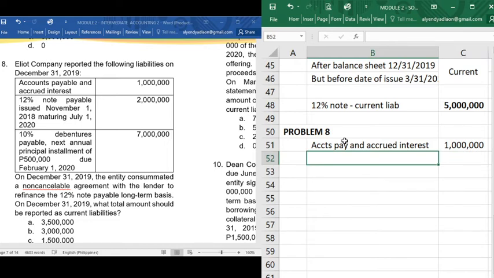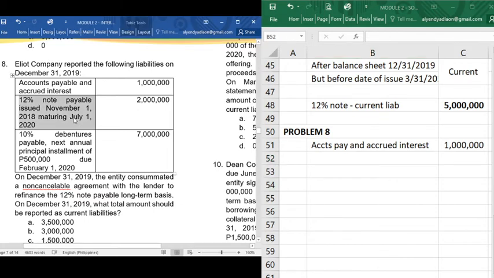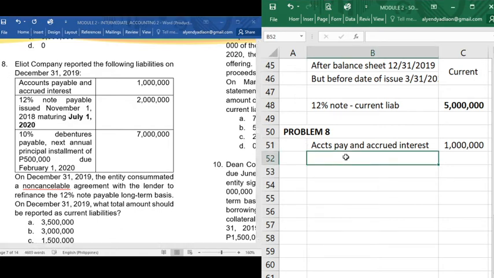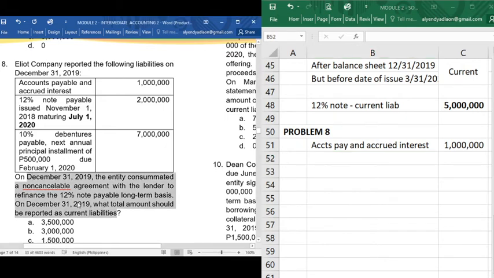Next, 12% note payable issued November 1, 2018, maturing July 1, 2020. What are we at now? December 31, 2019. When will it mature? July 1, 2020. How many months is that? That is after 6 months. Okay, after 6 months. But we should not assume right away whether it is current or non-current. We will look at the additional details.